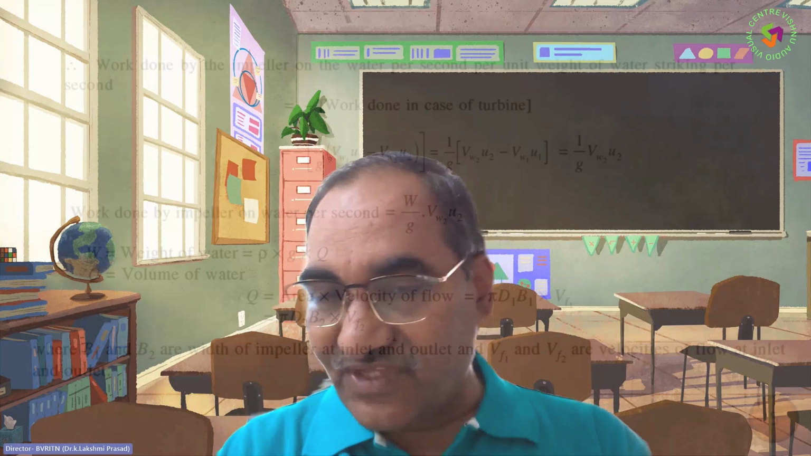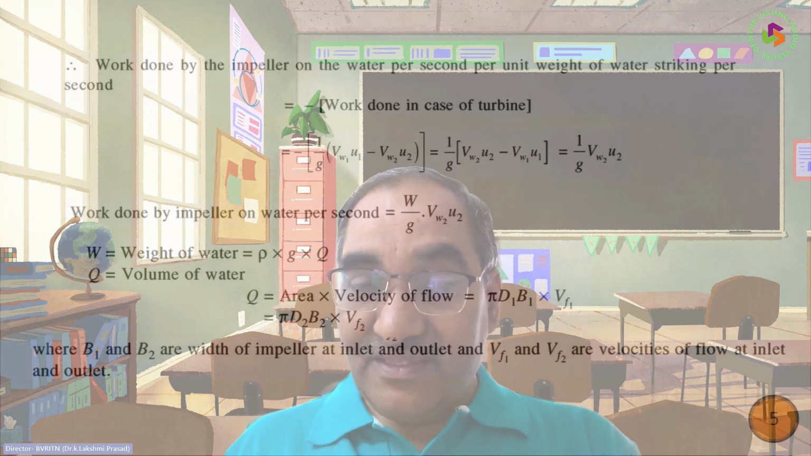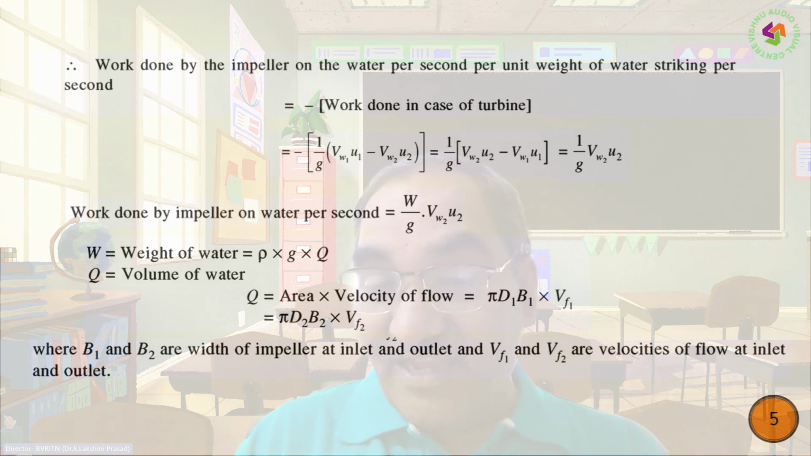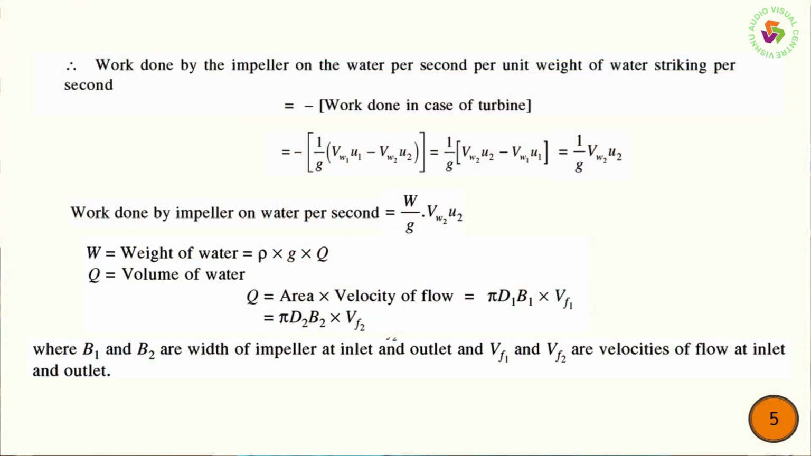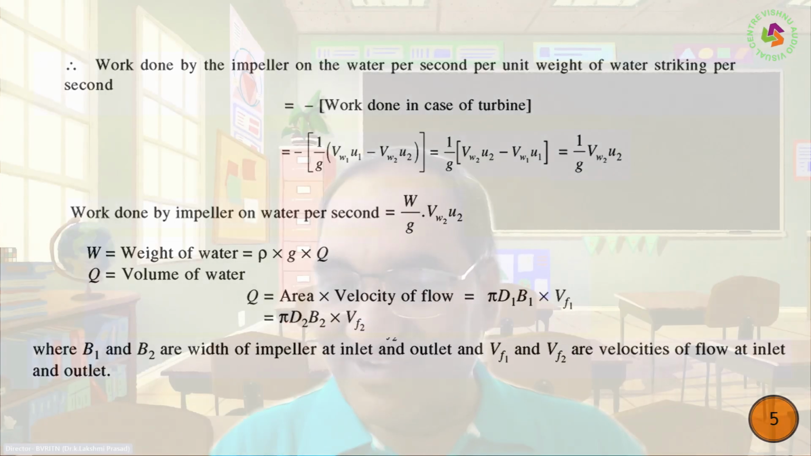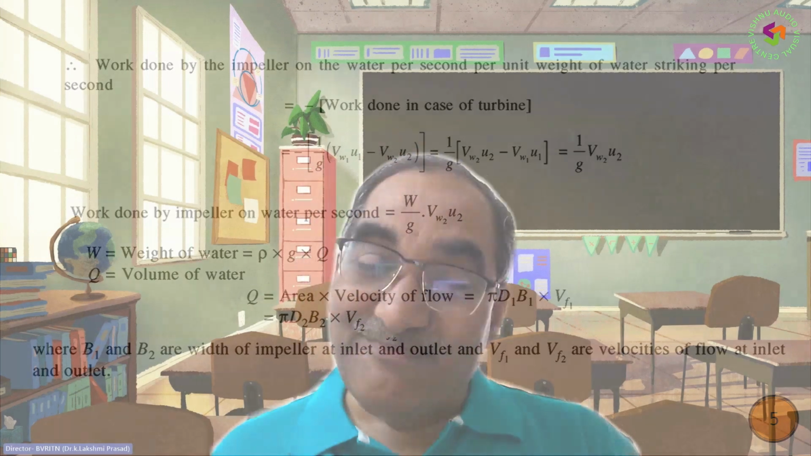Whereas in the case of centrifugal pumps, the water which comes in contact with the impeller is rotated by the impeller. Impeller is already rotating. Water is not rotating the impeller. Impeller is rotating the water. Thereby, the impeller actually transfers the energy. Work is done by the impeller on water.